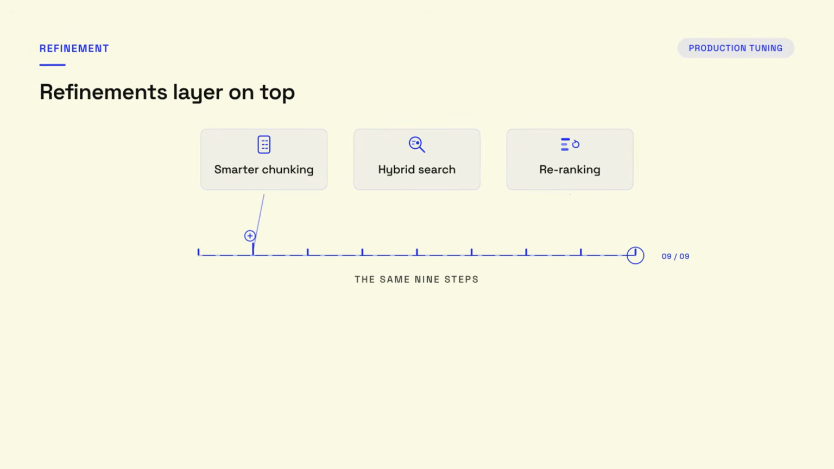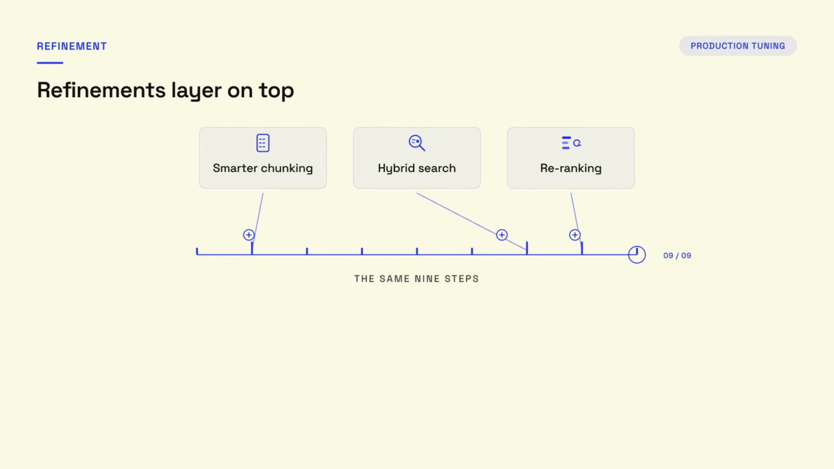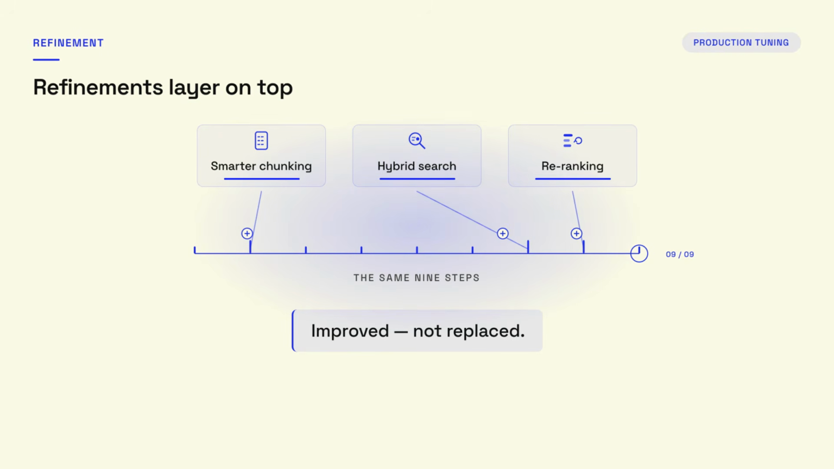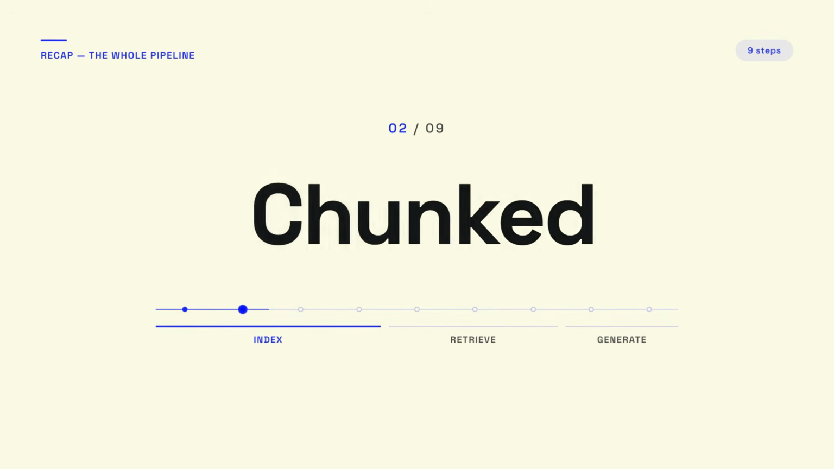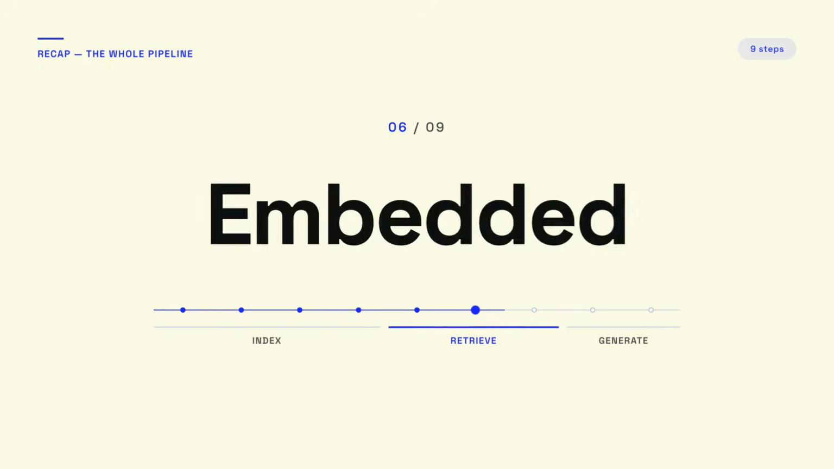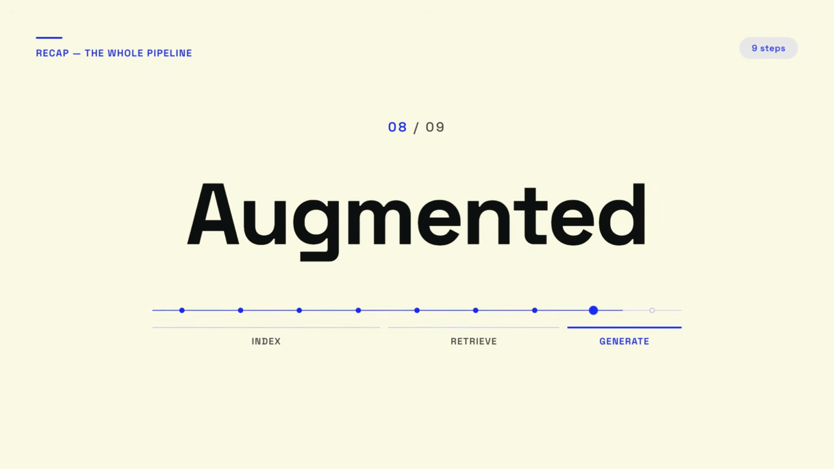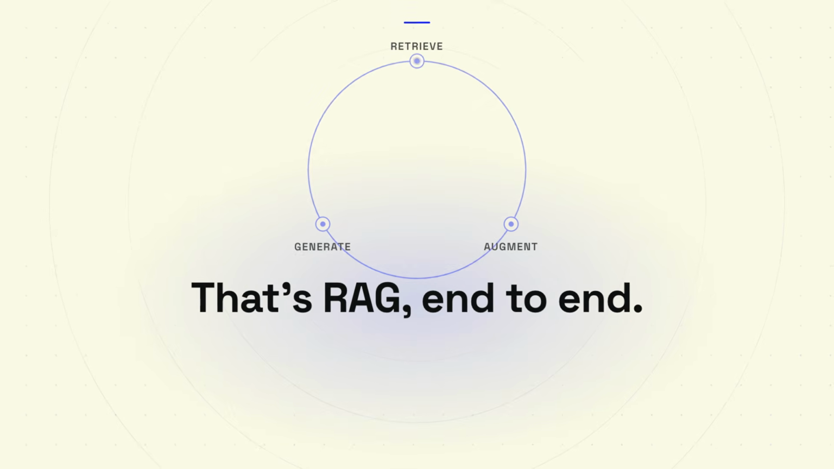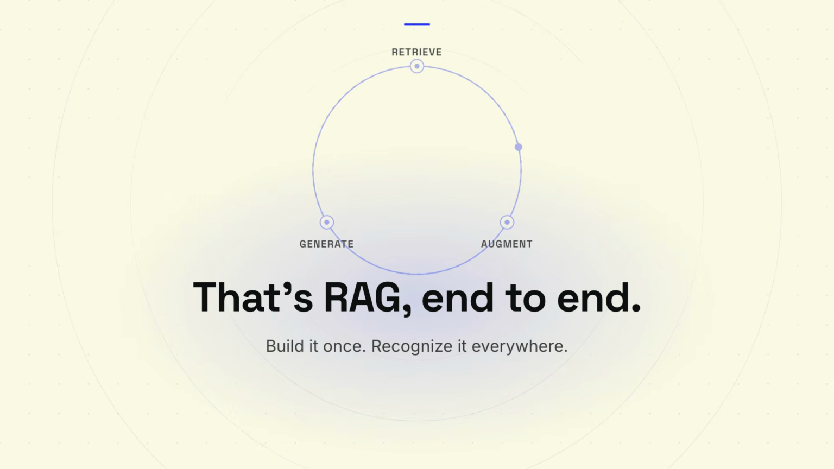Real systems tune it further, smarter chunking, hybrid keyword plus vector search, re-ranking retrieved results, even caching frequent questions. But every one of those improves these same 9 steps. It doesn't replace them. Documents chunked, embedded, stored. A question embedded, matched, retrieved, augmented into a prompt, generated into an answer with its sources attached. 9 steps, 1 loop. Retrieve, augment, generate. That's RAG, end to end.